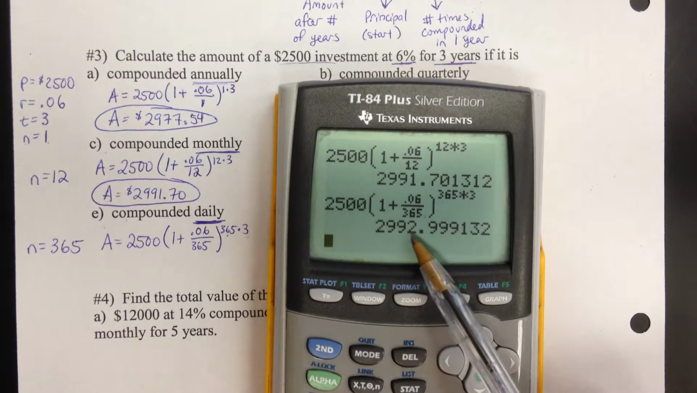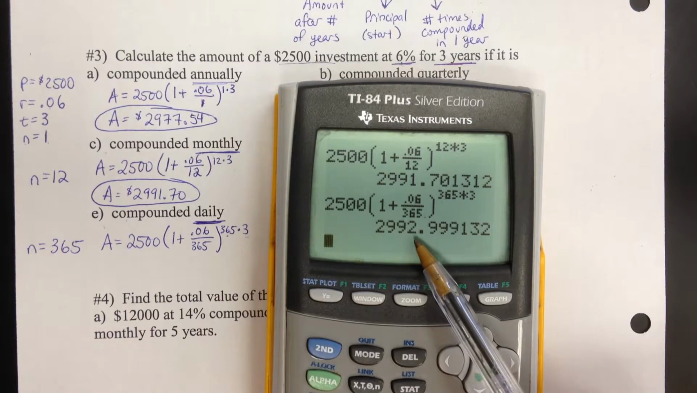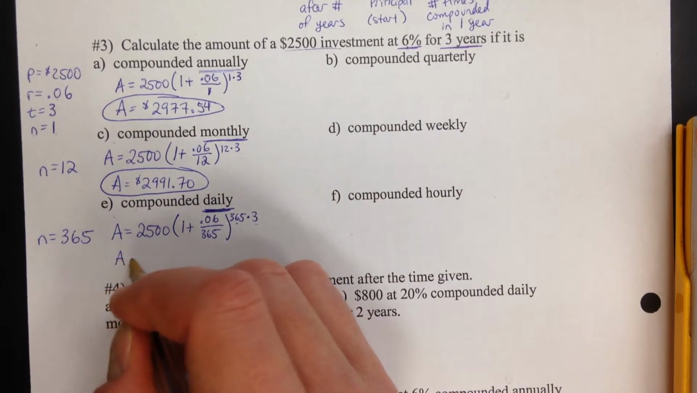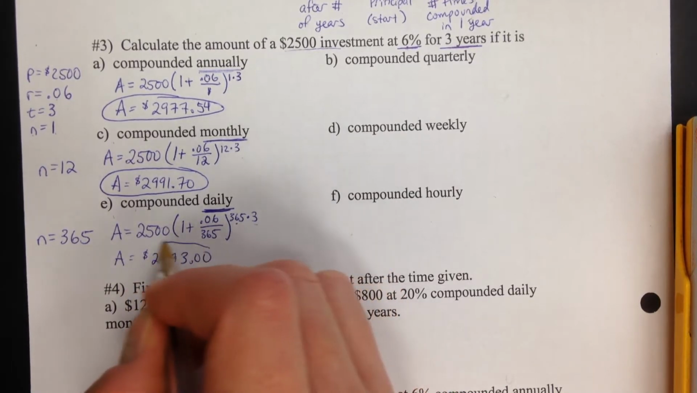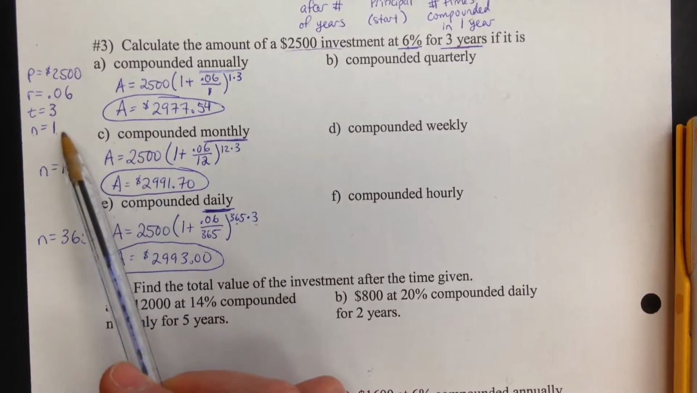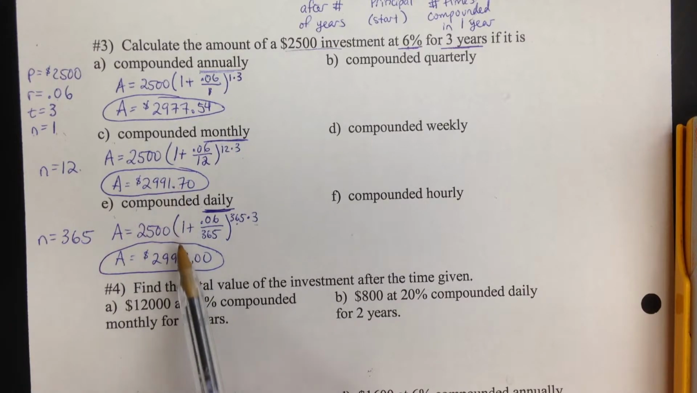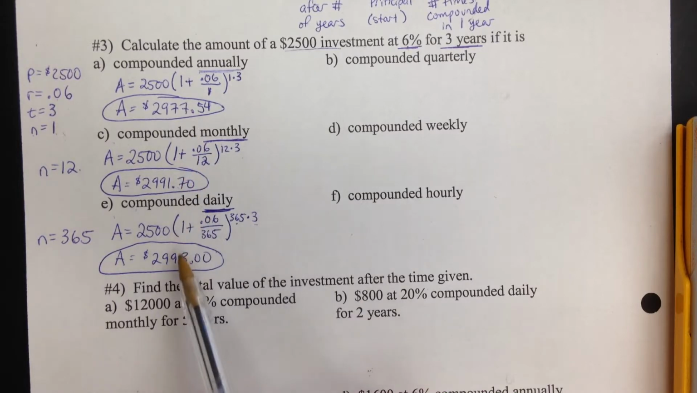Now this will be $2,992.999. I'm going to round that up, and when I do that, this actually becomes $2,993. So the amount is $2,993. The important thing to recognize is that the more times that you compound your interest, the more money you're going to have. Look at how the values go up. Not by a lot necessarily, but over a period of time that can make a difference.